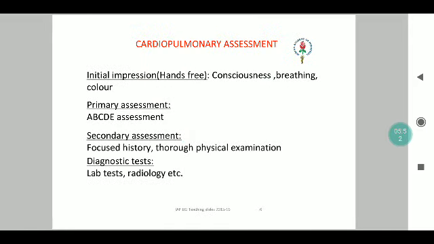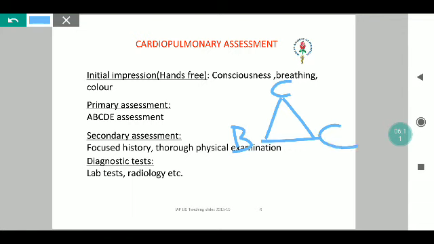Now, when I say initial assessment, it is something which is hands-free. And by hands-free, I mean it is just visual inspection. So, we are considering a triangle here. What you see here: consciousness, breathing and color. Remember it as CBC for now. I'll come to all of this in much more detail shortly. You'll understand it in detail.